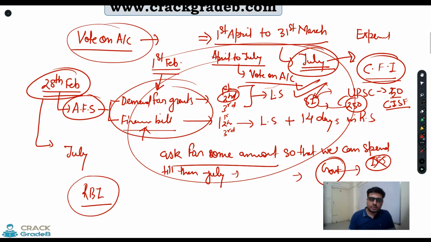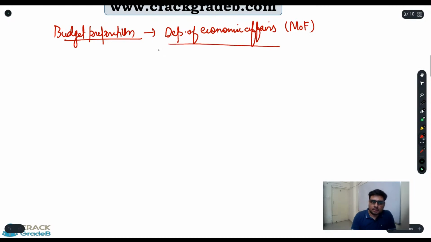I also explained what is interim budget. So interim budget, vote on account and vote on credit. I hope it is clear. One more thing I want to let you know is the process of budget preparation. The budget is prepared by the Department of Economic Affairs, Ministry of Finance. This is the department responsible for the preparation of the budget.